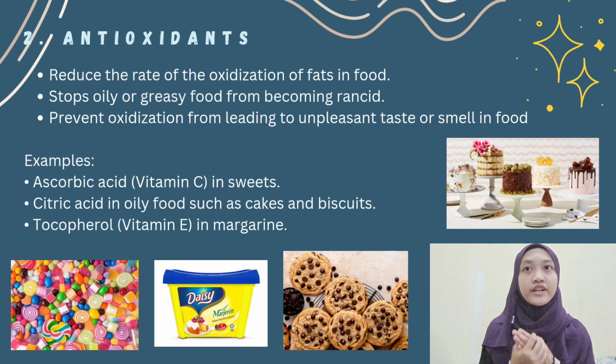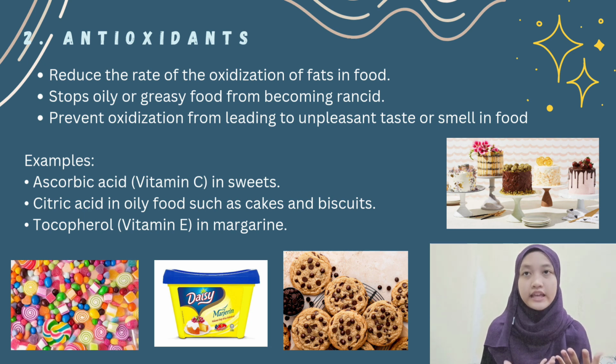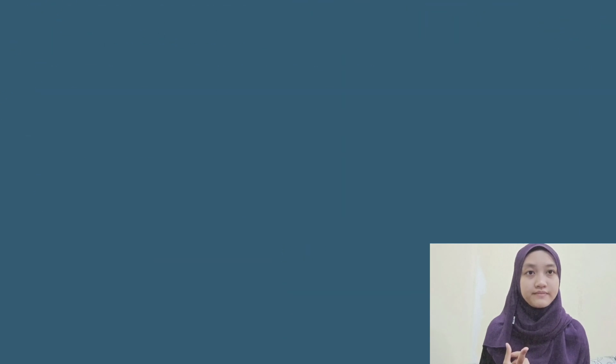Antioxidants are used to reduce the rate of deoxidization of fats in food. Not only that, it also stops oily or greasy food from becoming rancid. In general, antioxidants prevent oxidation from leading to unpleasant taste or smell in food. For examples, ascorbic acid, which is vitamin C, in sweets. Citric acid in oily food such as cakes and biscuits. Tocopherol, which is vitamin E, in margarine.